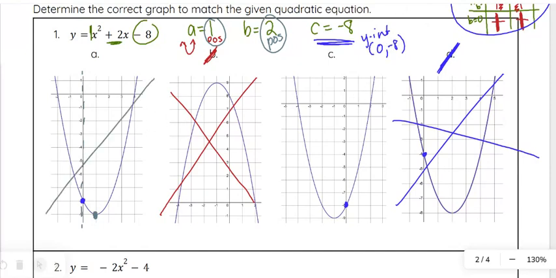And so that one, A, is going to be eliminated. And that means if we look at C, the vertex does fall on that left side of the y-axis. So C does give us our correct answer on this one.